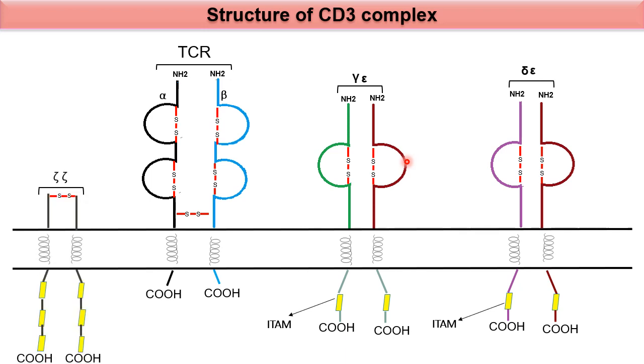Zeta chain is a 10 kilodalton non-glycosylated protein which has no sequence or structural homology to the gamma, delta, epsilon chains of the CD3 complex. This exists as a homodimer interlinked by a disulfide bond. This is the disulfide bond. It has a very short extracellular domain of 6 to 9 amino acids. The transmembrane region has a negatively charged amino acid, and the cytoplasmic region contains 3 ITAMs.